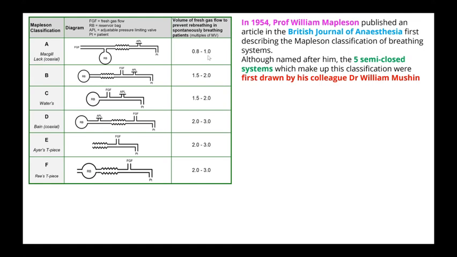How do you calculate minute ventilation? Respiratory rate into tidal volume. Tidal volume, fantastic. So for a normal adult, if you take the respiratory rate as 16 and tidal volume as 500 ml, what is the minute ventilation? 8 liters, isn't it? Yes, 16 divided by 2. So 8 liters is the total minute ventilation, and you have to supply a fresh gas flow of 8 liters per minute. That is why in olden days we used to keep 3 liters of oxygen and 5 liters of nitrous oxide whenever we used this Magill circuit.